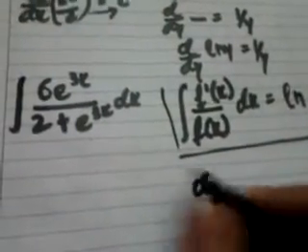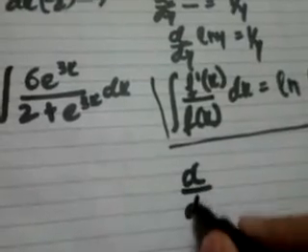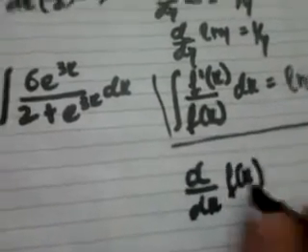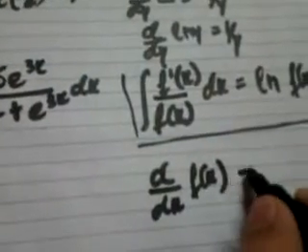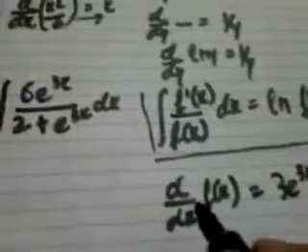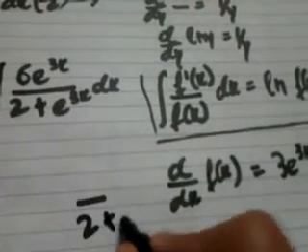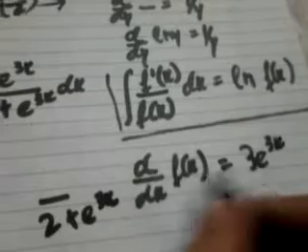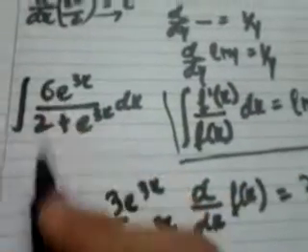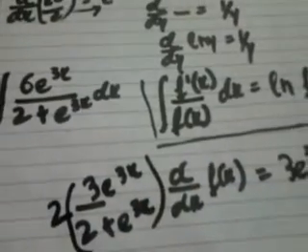Remember this result, just keep it in mind, and look here, this is very familiar. f(x) is 2 plus e to the power 3x. What's the derivative of f(x)? The derivative of 2 plus e to the power 3x is 3e to the power 3x, which we obtain using the chain rule. So f'(x) is 3e to the power 3x. But here there's 6, so what are we missing? We are missing 2 here.